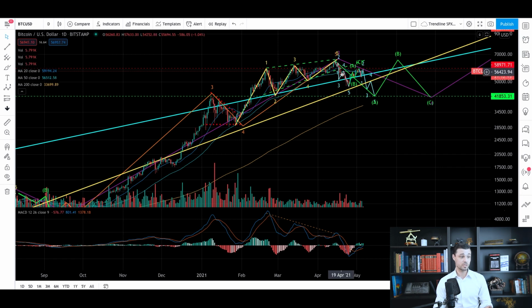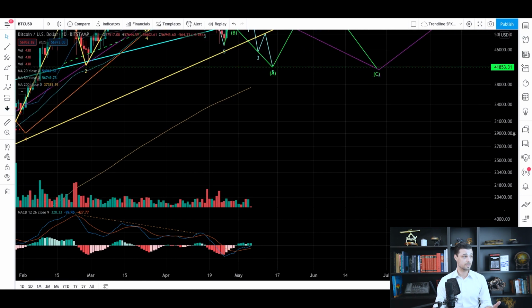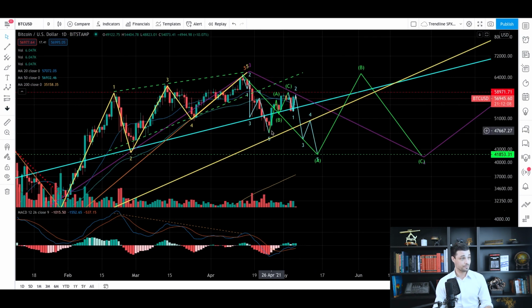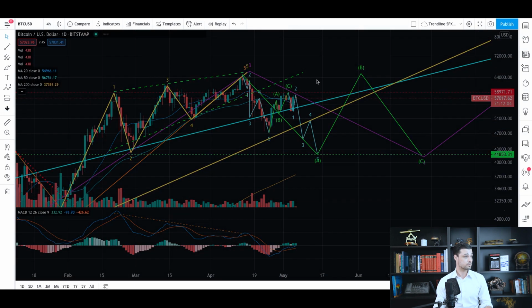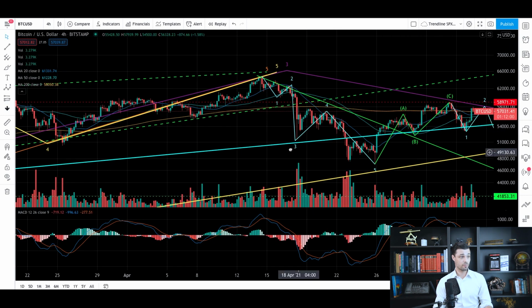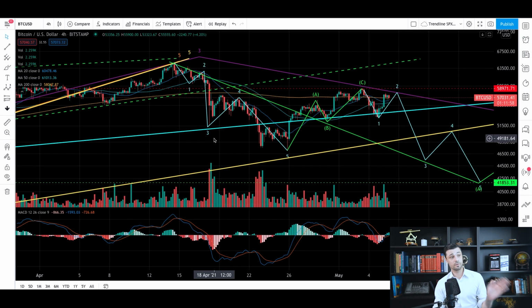So when we broke the wedge pattern around the 15th, 20th of April, I told you guys we are correcting, and this is going to last 2 months. Then we have here this 1, 2, 3, 4, 5. So let's go on the 4 hours. We're having here the 1, 2, 3, 4, 5. Usually the correction is going to be 5, 3, 5. So 1, 2, 3, 4, 5.